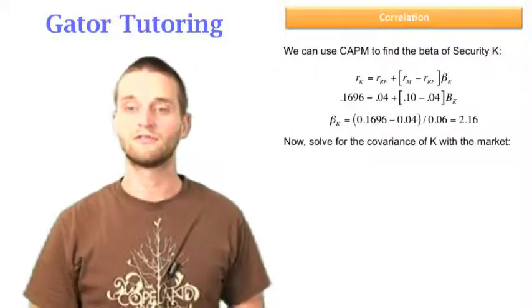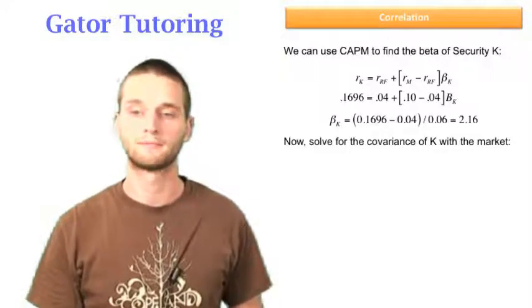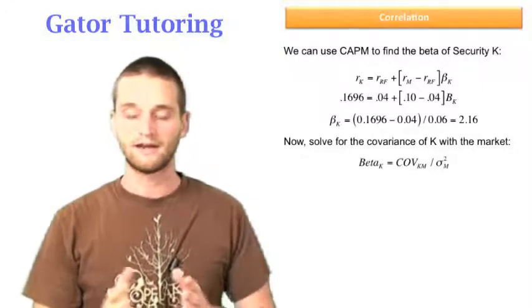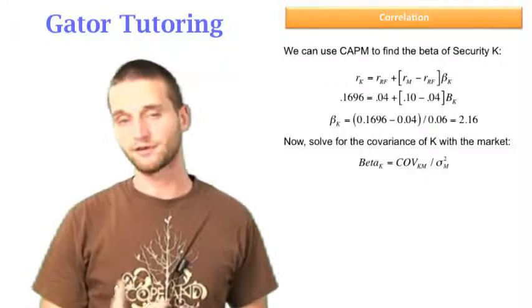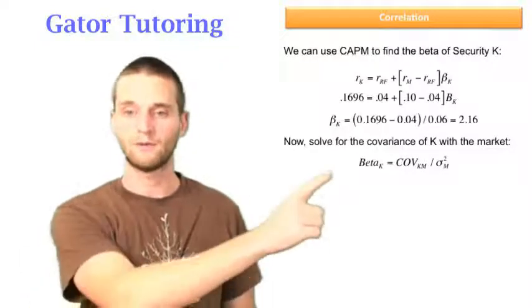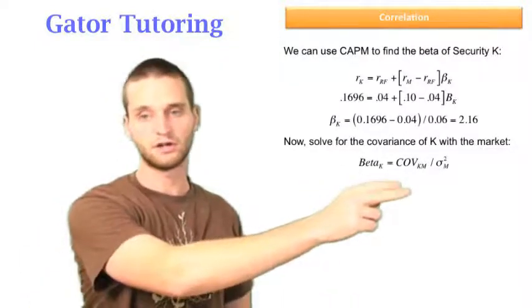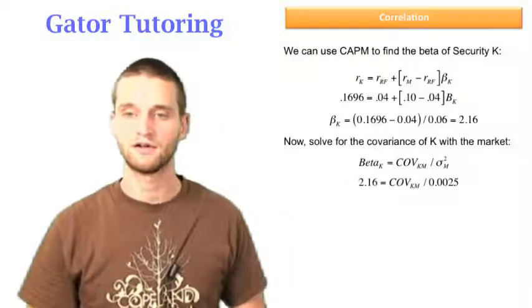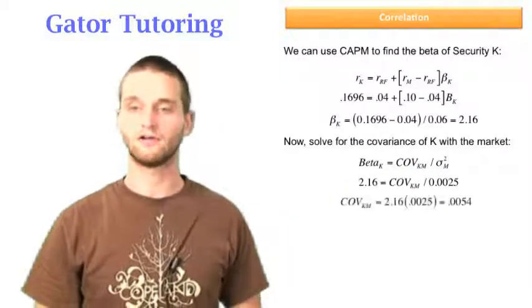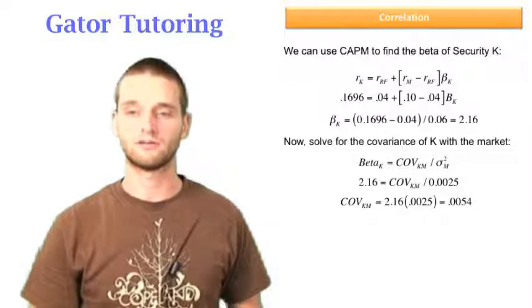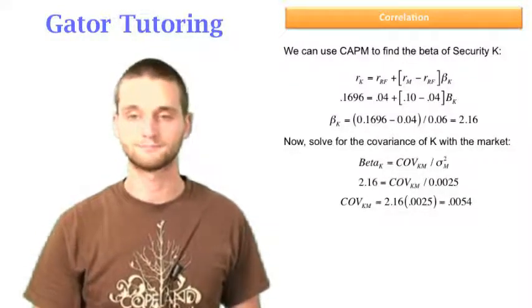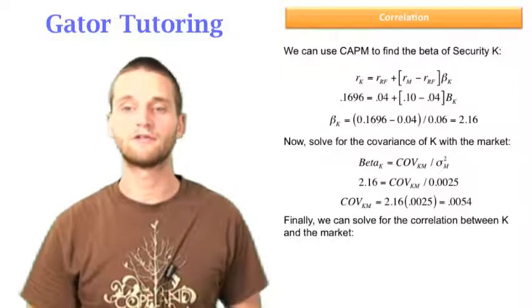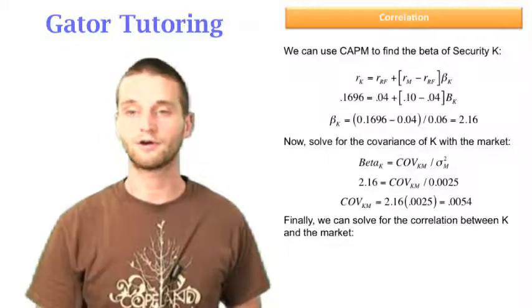So now we need to solve for the covariance of K with the market. So again, here's the equation that relates beta with covariance. The beta of K we just found, the covariance we're looking for, and the variance we know from our table. So we plug in those numbers, and then we rearrange and we solve for the covariance, and we see that the covariance is 0.0054.